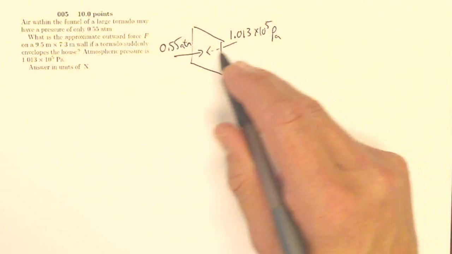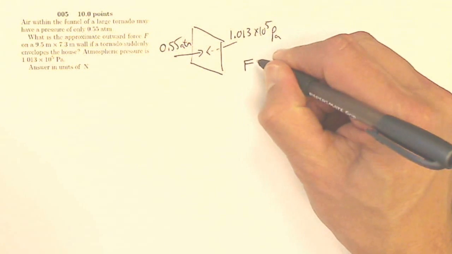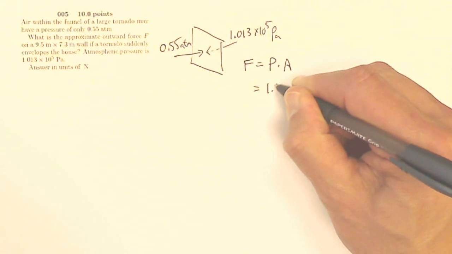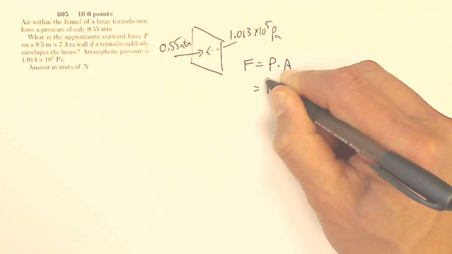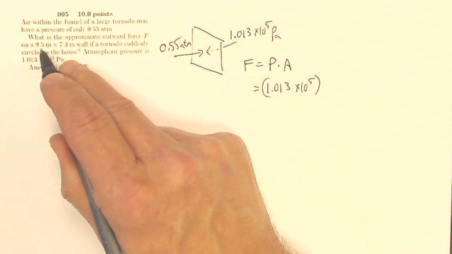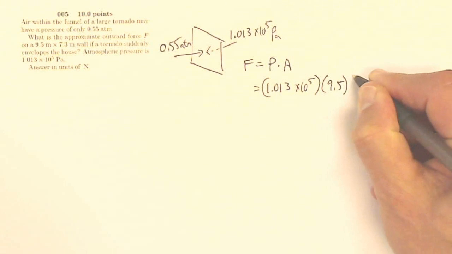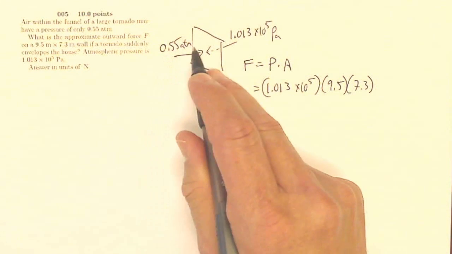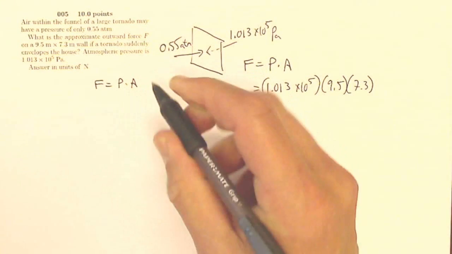So I could figure out the force on one side and the force on the other side. Let's do that. Here, my force is going to be my pressure times my area. So it's 1.013 times 10 to the 5th as my pressure, and the area of this wall is 9.5 meters by 7.3 meters. On the other side, I'm going to have a force equals my pressure times my area.